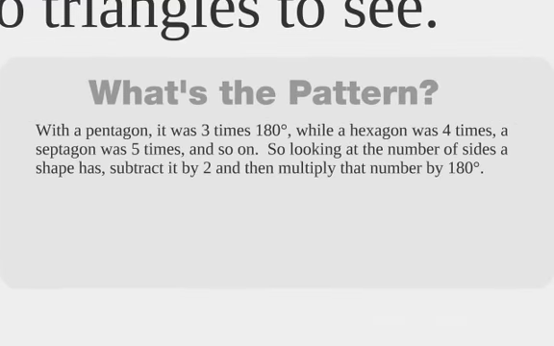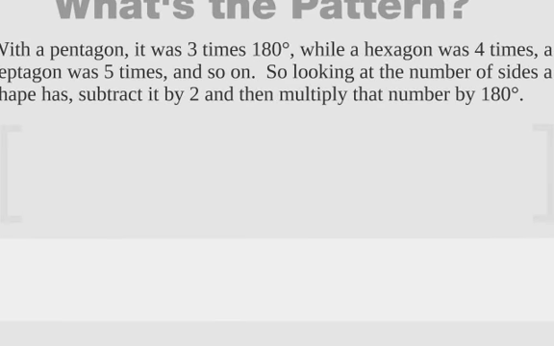Alright, well what's the pattern? With a pentagon we had 3, with a hexagon we had 4, septagon 5, octagon 6. So it looks like we multiply 180 degrees by the number of sides, but not the actual number of sides. You're subtracting the number of sides by 2. Okay? So here's your equation.